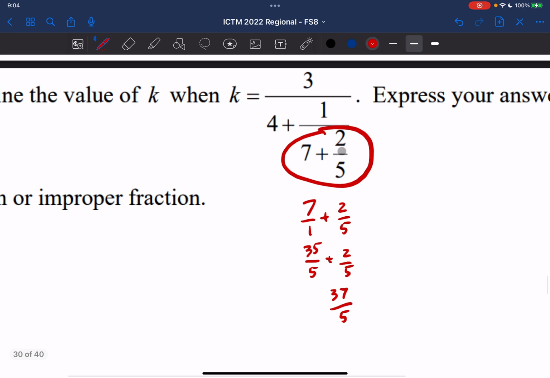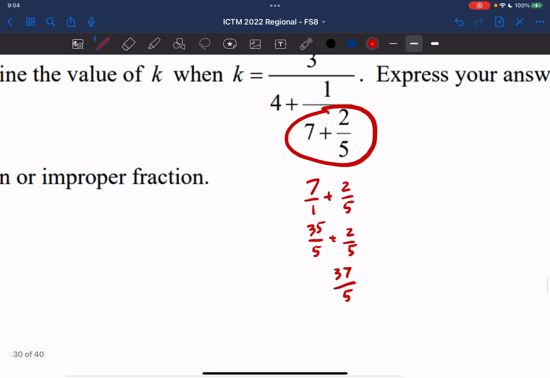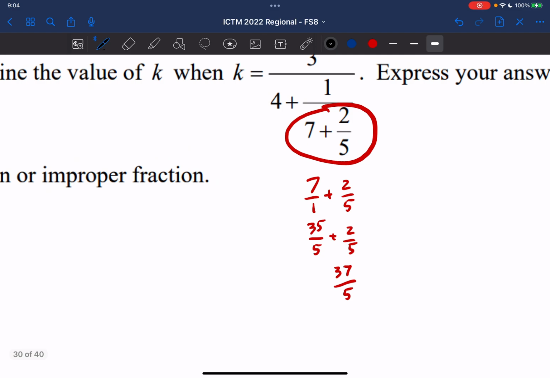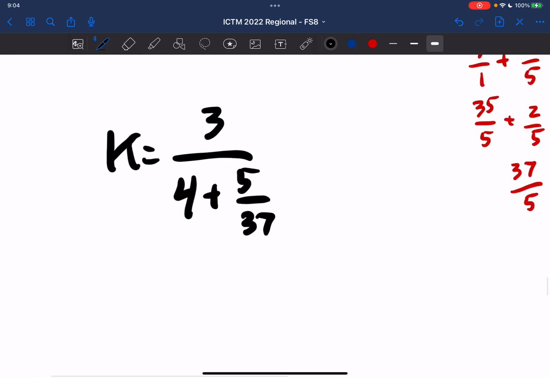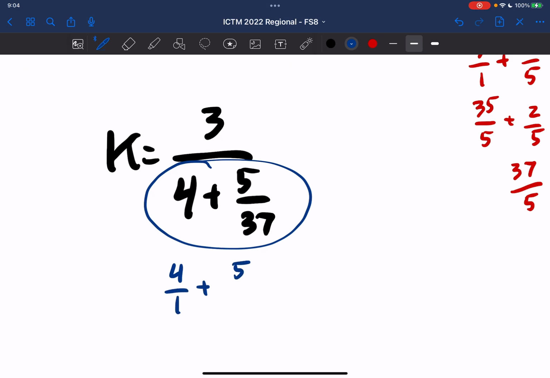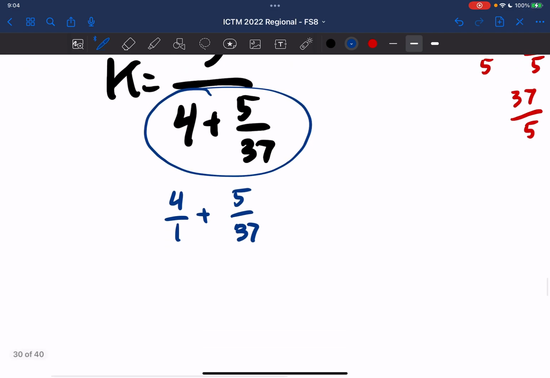But now we want 1 over that. Now 1 over just means the reciprocal. So we have 3 over 4 plus 5 over 37. So now we're going to focus on this: 4 over 1 plus 5 over 37. So now we have 37 and 5 over 37.